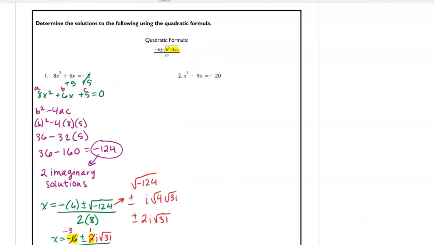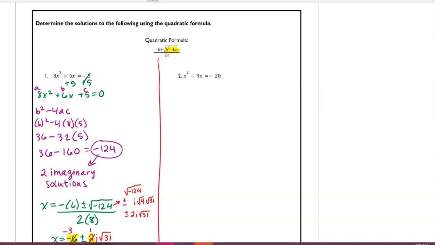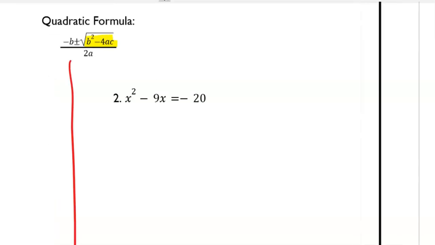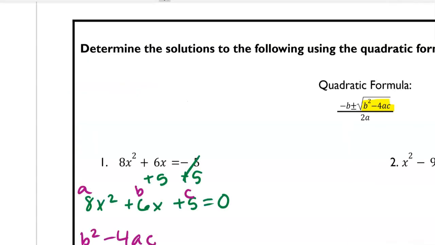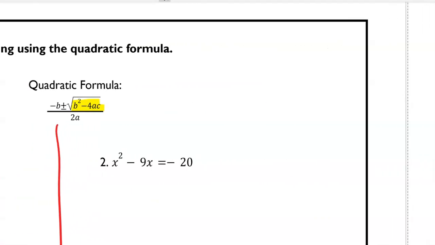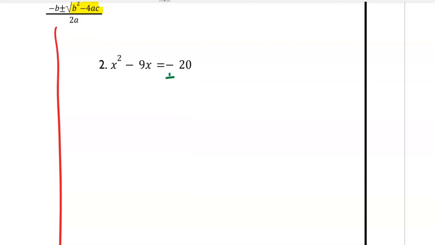Okay, let's get number 2 done and be done with this. So number 2, I'm just going to make this a little smaller for me. And we'll split it nicely. All right, number 2, starting with our equation, we need to label A, B, and C. Oops, it's not in standard form. I made a mistake. We need that 20 to be added to the other side. So now we have x squared minus 9x plus 20 equals 0.